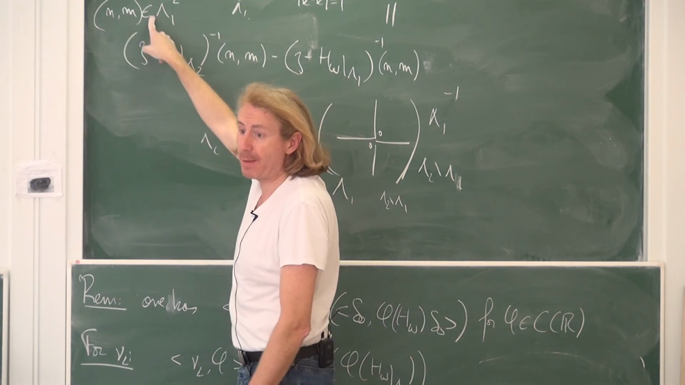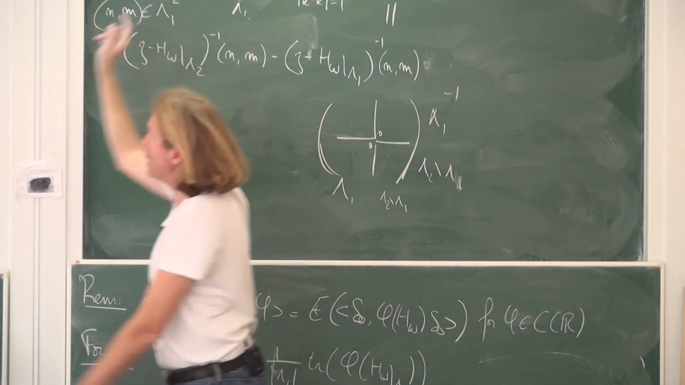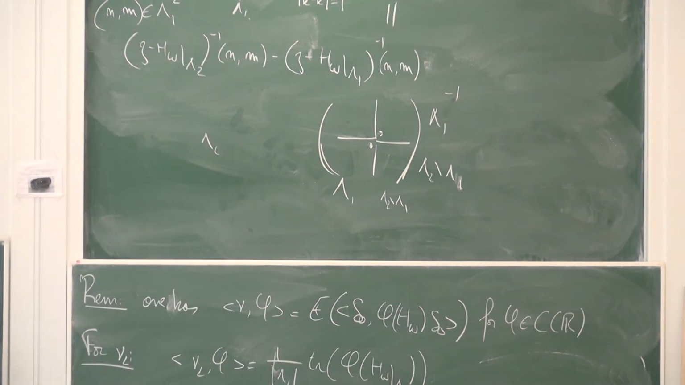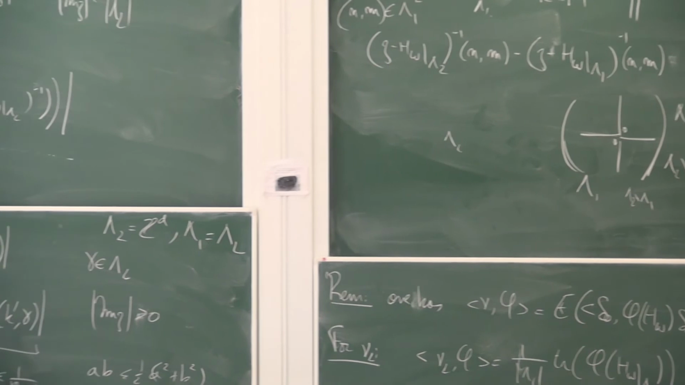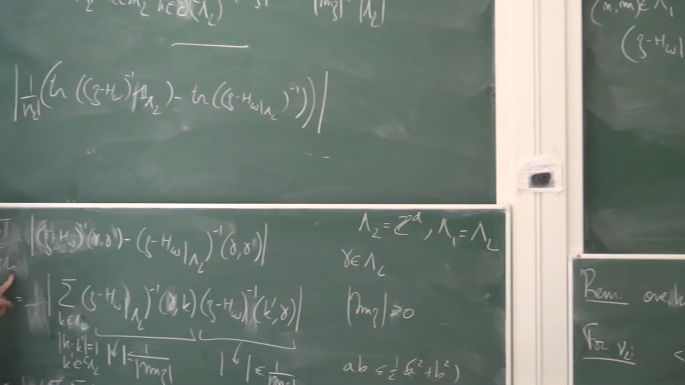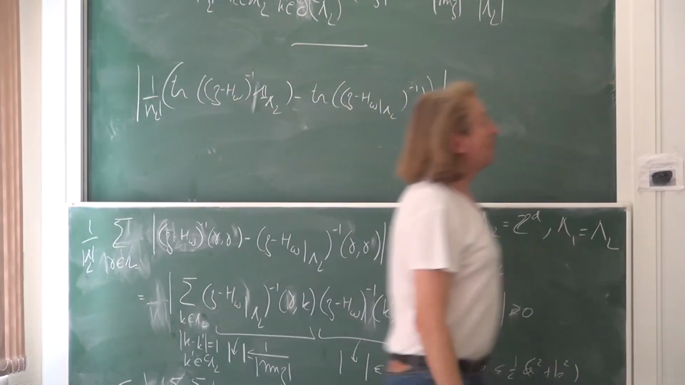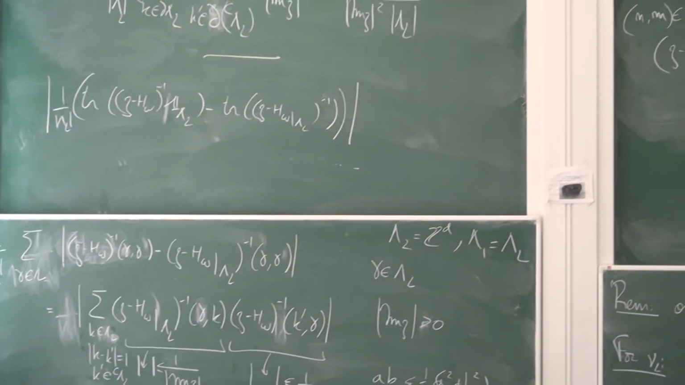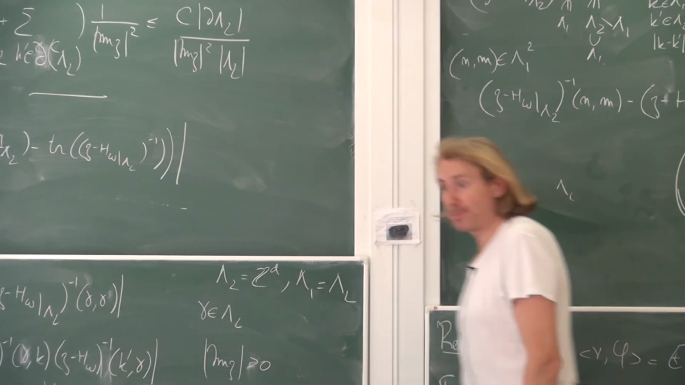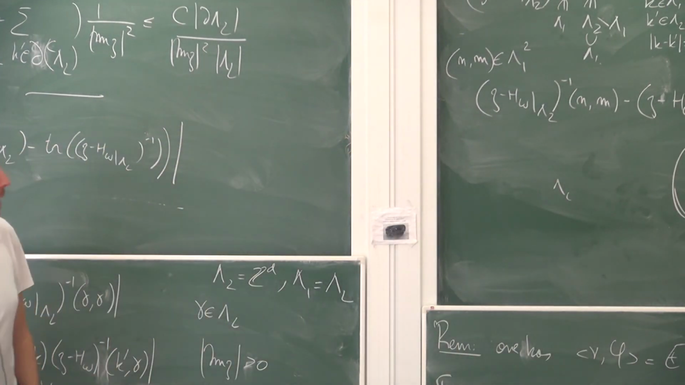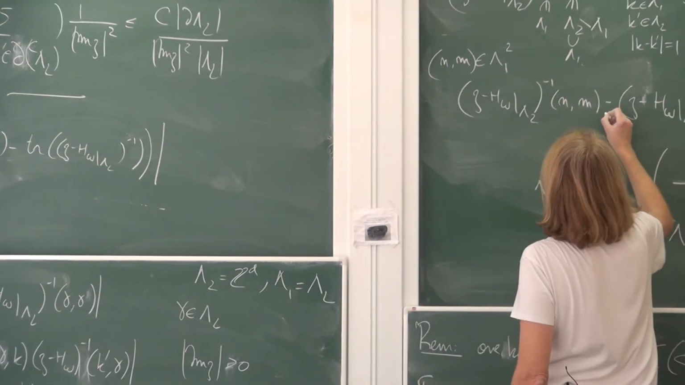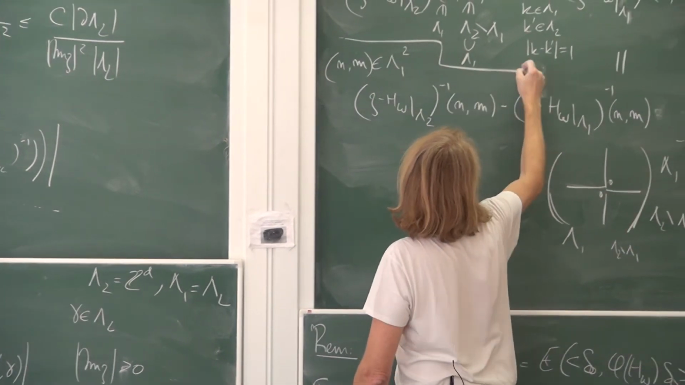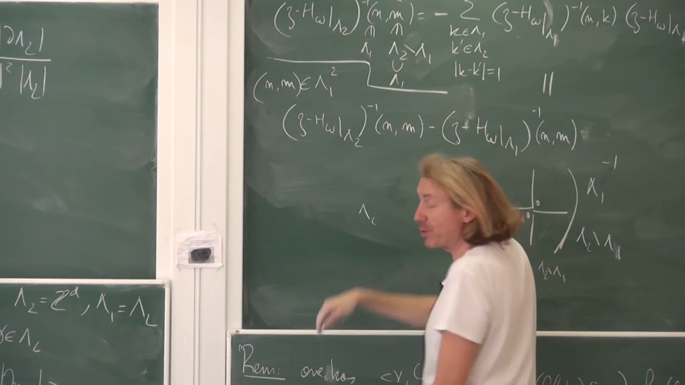The one I need is for n m inside lambda 1, because I take both of them to be inside the smaller cube. I take both of them to be inside the smaller cube, right? So this is correct, but I need to take both of them to be inside the smaller cube. And indeed, you have this term. So this was correct, but you have this formula for the same reason.